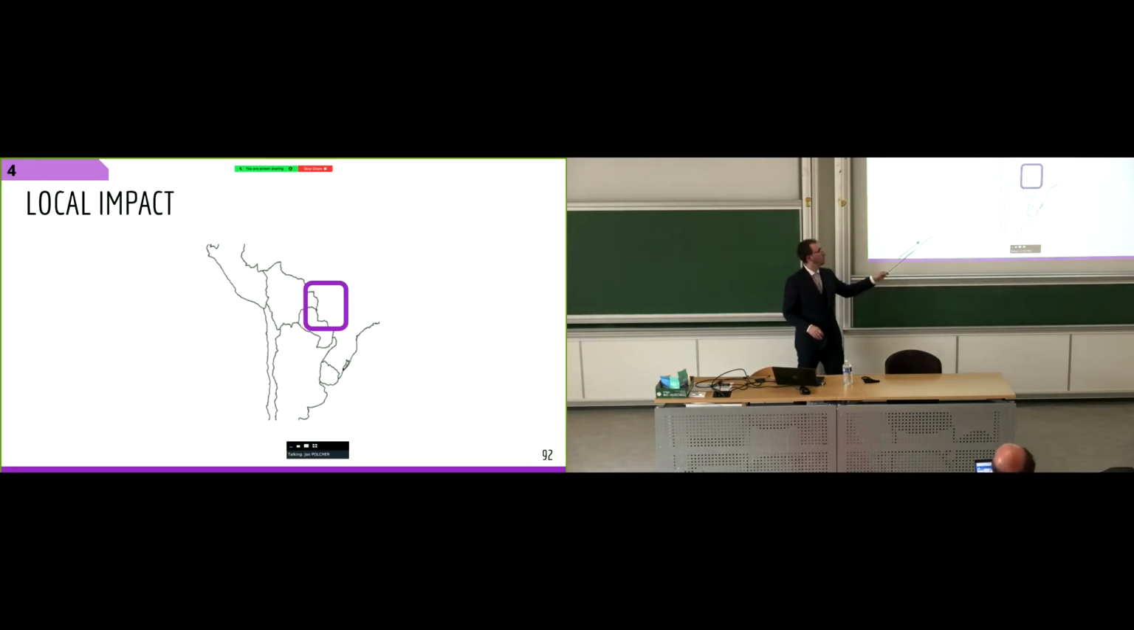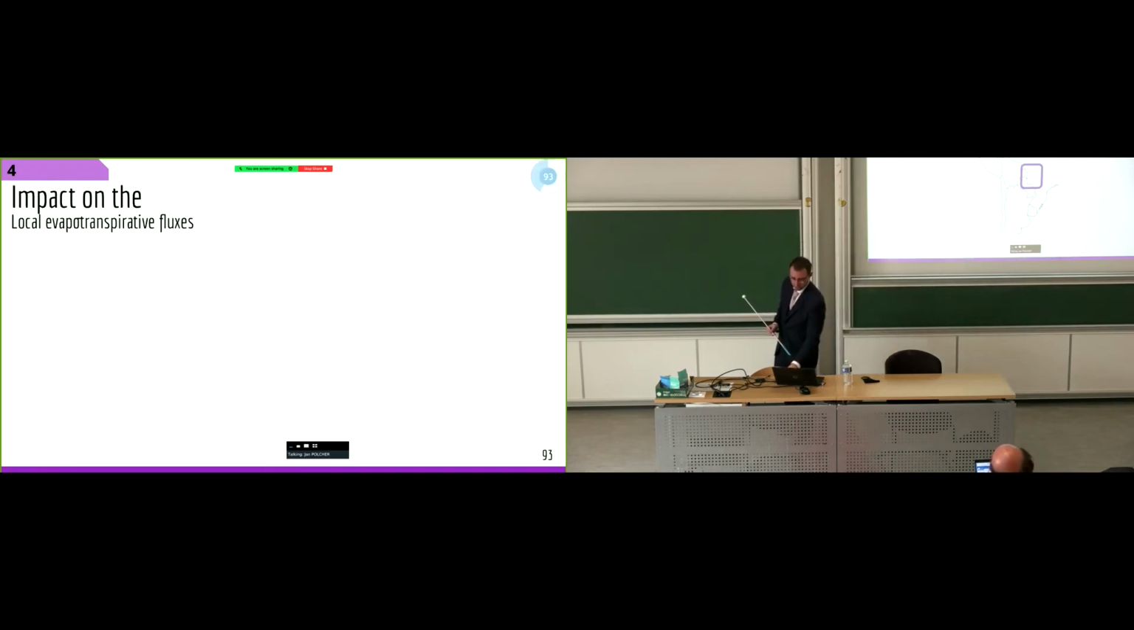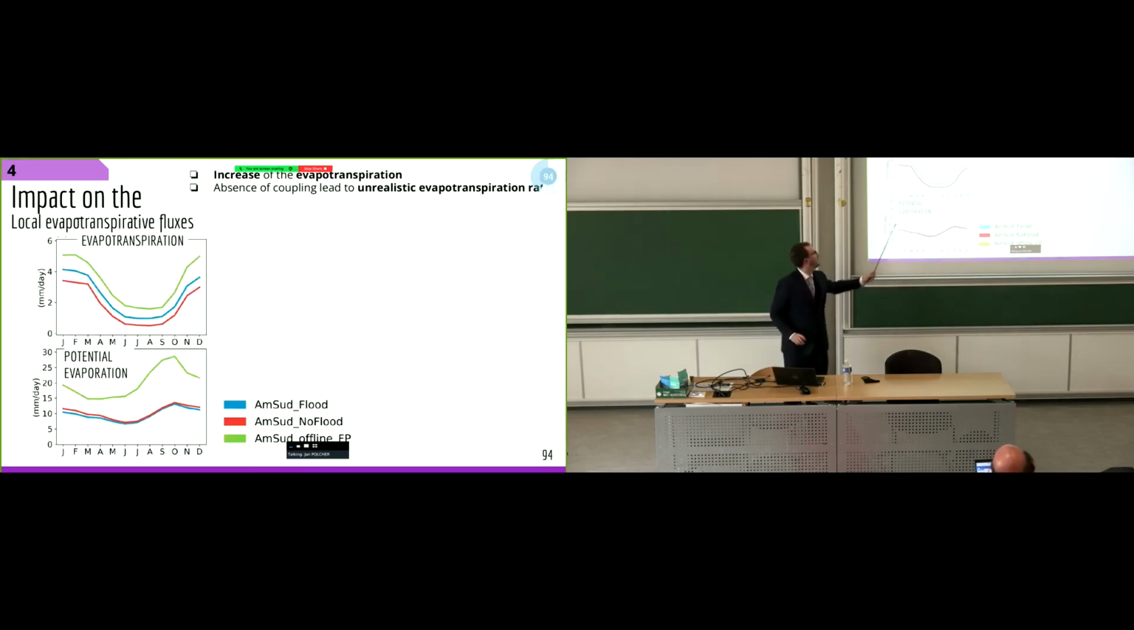We'll first look at the local impact on the upper Paraguay River Basin. So first on the evapotranspirative fluxes. Here you can see evapotranspiration. In blue is the simulation abs flood, red is abs no flood, and the green one is the offline simulation. What you can see is that when we activate the floodplains, we have higher evapotranspiration, as expected, and also the offline simulation has much higher evapotranspiration compared to the coupled simulation. This is mainly related to an overestimation of the potential evaporation. So we are overestimating evapotranspiration when we are not coupling the floodplains with the atmosphere.